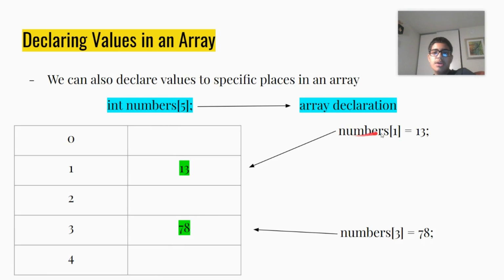And then when we do numbers of 1 is 13, then it goes into the first slot, which is the slot that is declared by the number 1 and stores 13 in it. If we do numbers 3 is 78, then in the place of 3, it'll store 78.